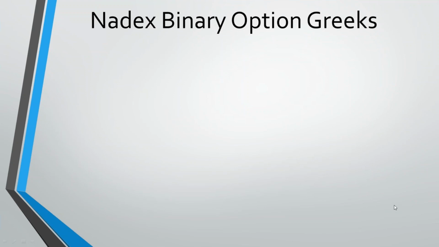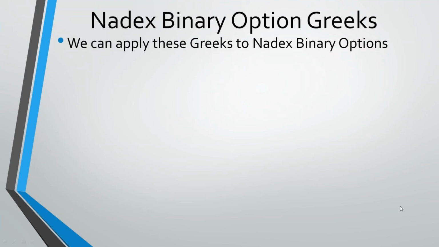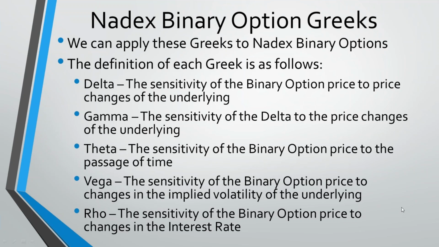Now, quick coverage of the Greeks. We can apply these Greeks to Nadex binary options. The definition of each Greek is as follows, and this will all go into when Mike begins to speak soon. Delta is the sensitivity of the binary option price, the option you see on your ladder, to price changes of the underlying. Gamma is the sensitivity of the delta to the price change of the underlying. So how quickly will the delta change as the underlying price changes?